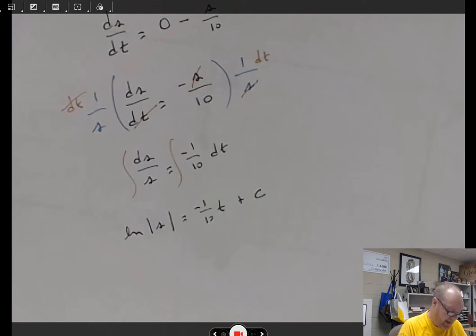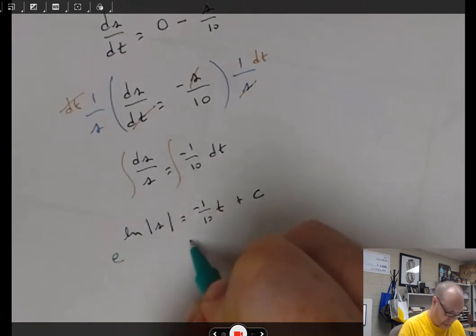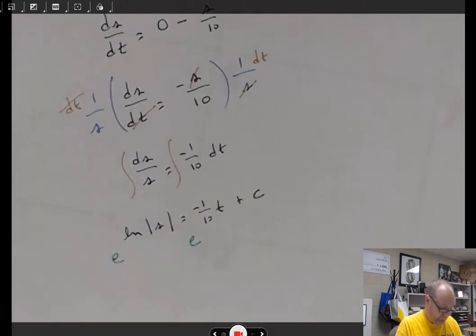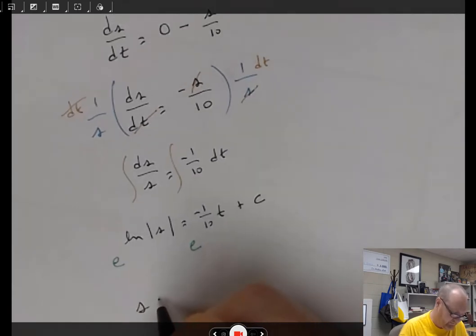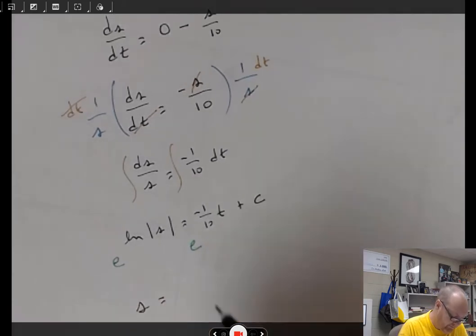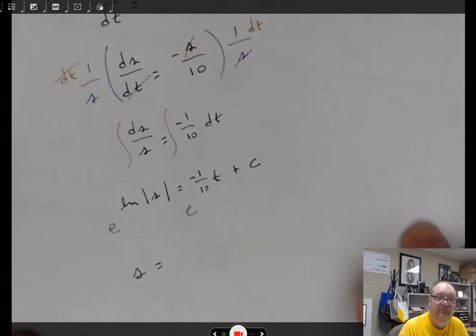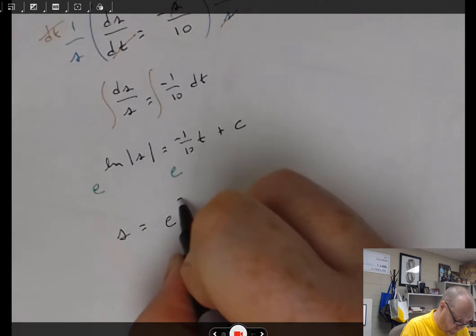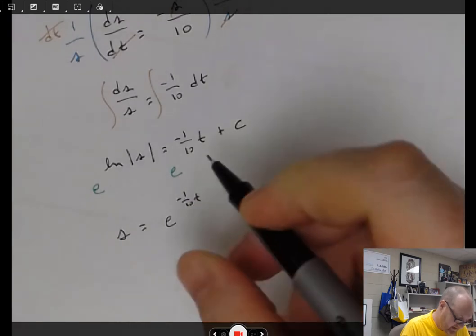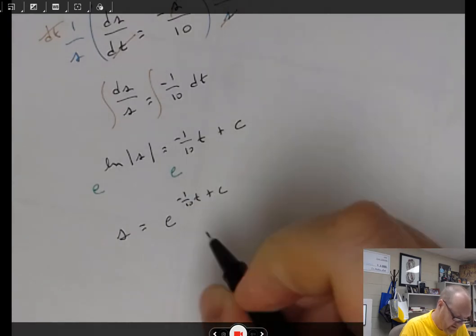All right, so to solve that, what I'm going to do is to exponentiate both sides. We've pulled that trick in the past. So e and natural log, those two things cancel each other out. And so I have e to the negative 1/10 t plus c.